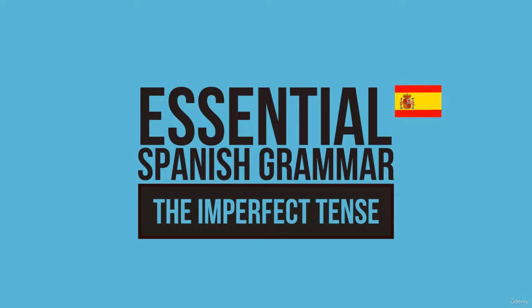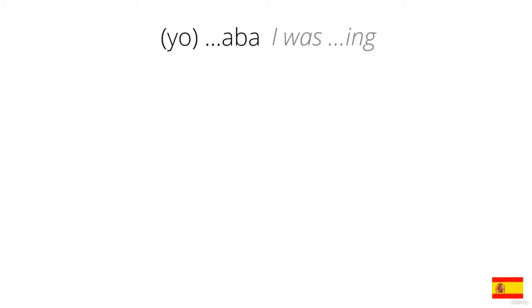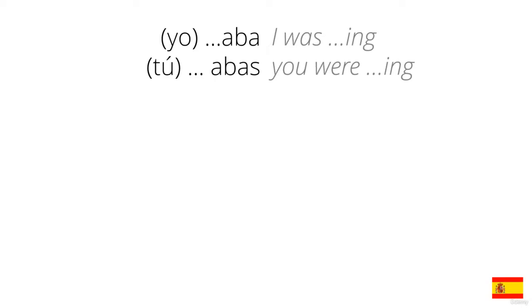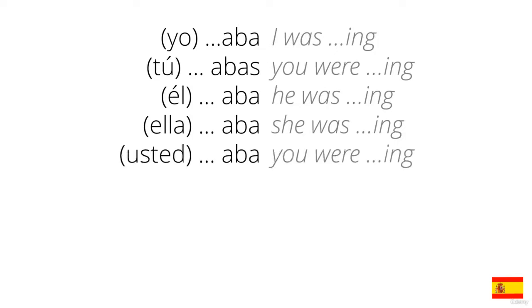Let's now have a look at the endings for AR verbs in the imperfect tense. If you want to say "I was -ing," you remove the AR from the end of the verb and you add ABA. If you want to say "you were -ing," you remove the AR and you add ABAS. For "he was -ing," "she was -ing," and "you were -ing," you remove the AR and you add ABA.